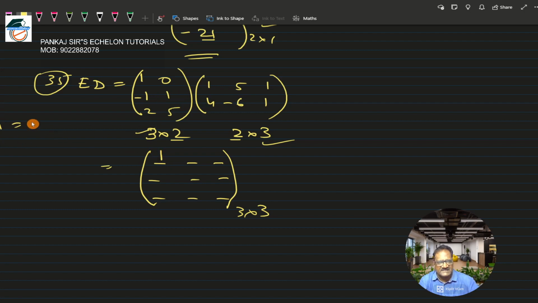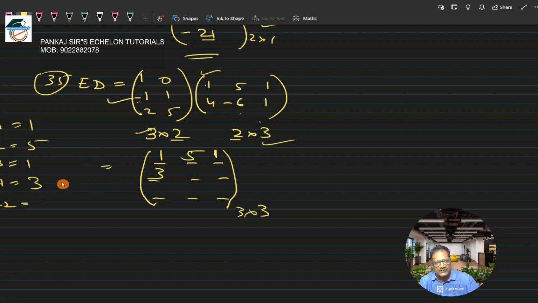Then second place. A12 will be what? First row and then second column. So 5 into 1 is 5, and this will be 0. So it will be just a 5. Then A13 will be first row and the third column. So 1 into 1 is 1, plus 0 into 1 is 0. So 1. This is the first row of the resultant matrix. Now A21 will be what? Second row, first column. So I'll have to go with this and this. Minus 1 into 1 is minus 1, and 4 into 1 is 4. Minus 1 plus 4 is 3. So this will be 3.